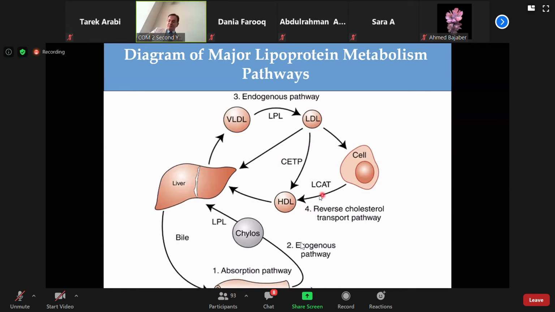Now two enzymes come into play. This is the CETP and the LCAT. The LCAT, lecithin cholesterol acyltransferase. The CETP, cholesterol ester transfer protein. They do play a major role in what we refer to as reverse cholesterol transport. They would form the HDL, and we'll talk about this in more detail next slide. So this is the reverse cholesterol transport pathway.